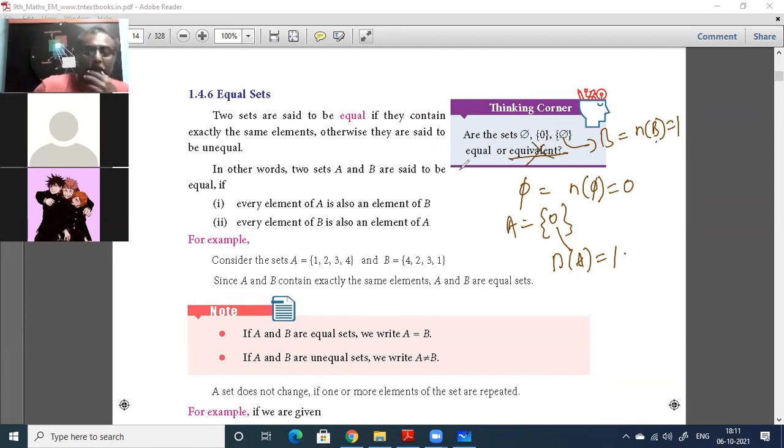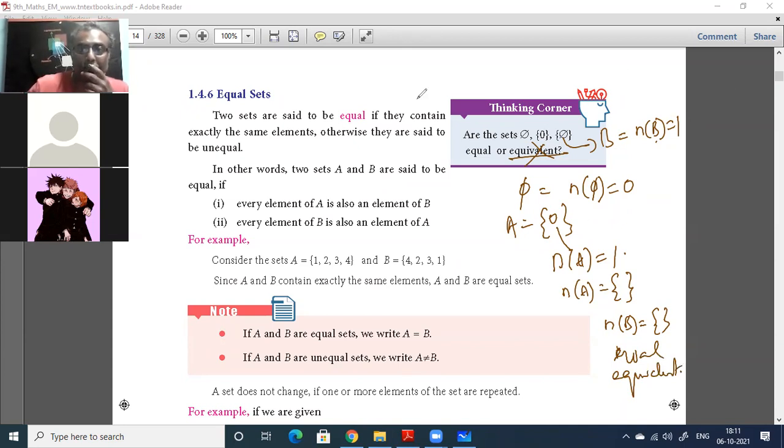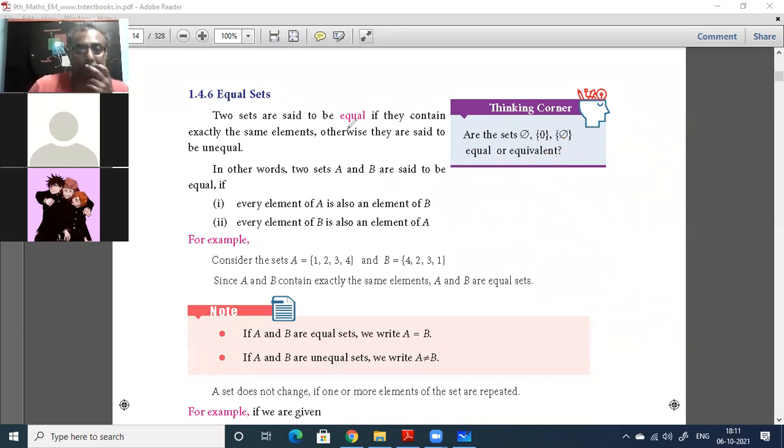They are not equal also because two null sets will be equal to each other. Let us say A is equal to the null set and B is also equal to the null set. Then they are equivalent and they are equal. Both equal and equivalent. But this one is neither equal nor equivalent.